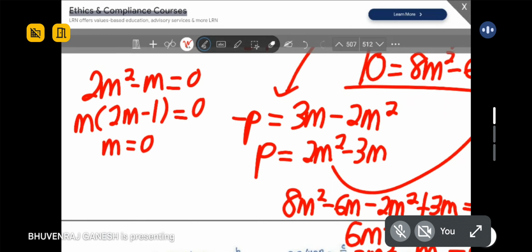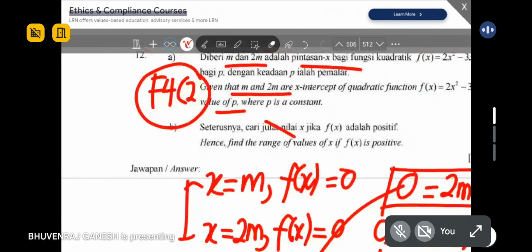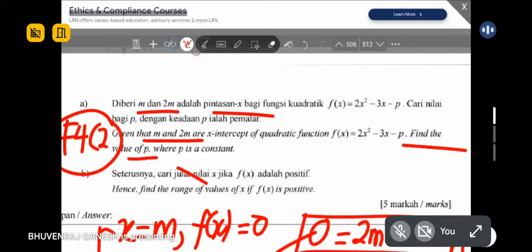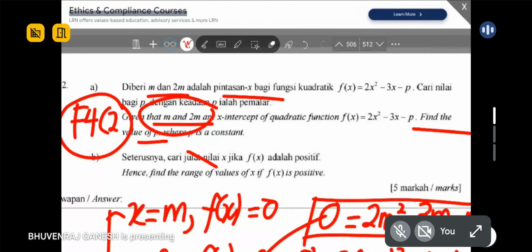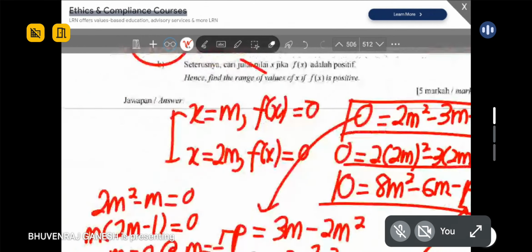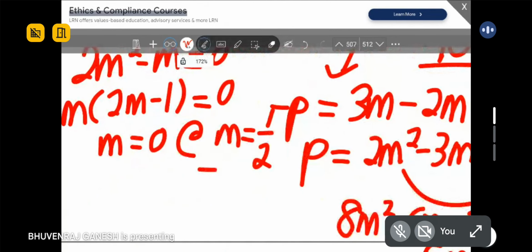So m is 0 or m equal to half. Setengah. Okay, so based on the question, can m be 0, guys? Common sense. M boleh kosong tak? I don't think so. Because they say both of these are the x-intercept, pintasan x. So if m is 0, 2m also 0. No sense. So that means you must take the half. Okay, this one you reject.